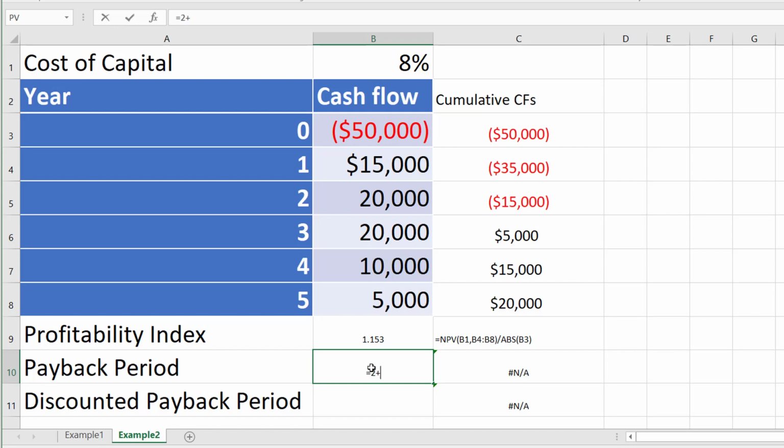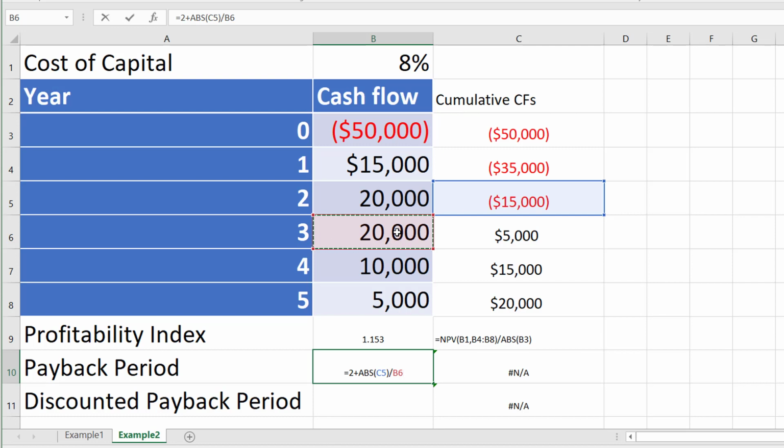So 2 years plus. So after 2 years, we have to recover 15,000, but in year three you're gonna get 20,000, right? So that's why you don't need all that 20,000. So some portion of 20,000 is required to recover all your investment. And how do we do that? Equals ABS of the money you have to recover, which means 15,000, right? Over the cash you get in year three.